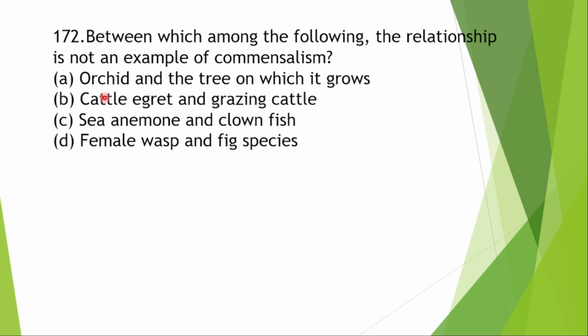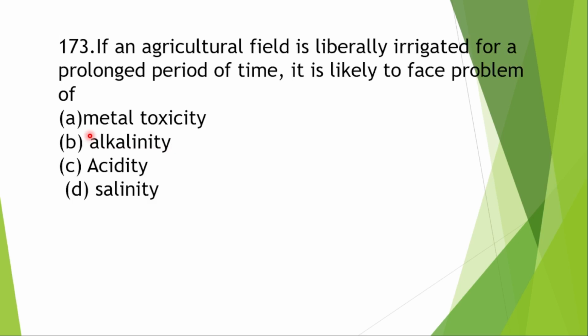172. Between which among the following is the relationship not an example of commensalism? Orchid and the tree on which it grows. Cattle egret and grazing cattle. Sea anemone and clownfish. Female wasp and fig species. So the right option is D. It is asking for the one that is not an example, that is D. Whereas female wasp and fig species is mutualism. They are examples of mutualism.